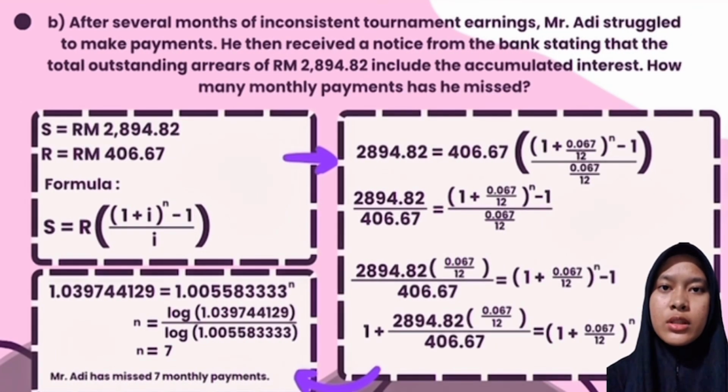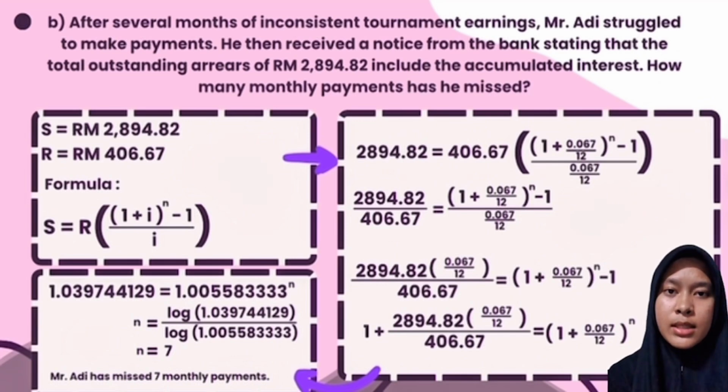Next, let's look at question B. After several months of inconsistent tournament earnings, Mr. Adi struggled to make payments. He then received a notice from the bank stating that the total outstanding arrears of 2,819 ringgit 82 cents include the accumulated interest. How many monthly payments has he missed? In this question, we are asked to find the monthly payments that Mr. Adi has missed. So, n is what we need to find.